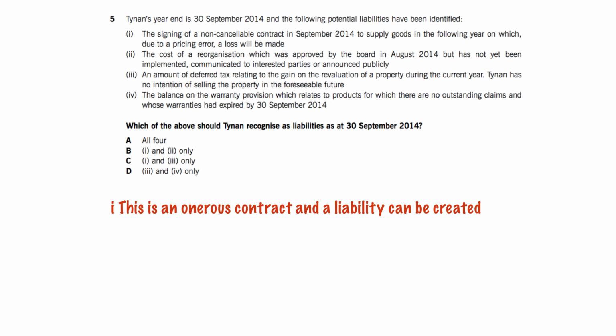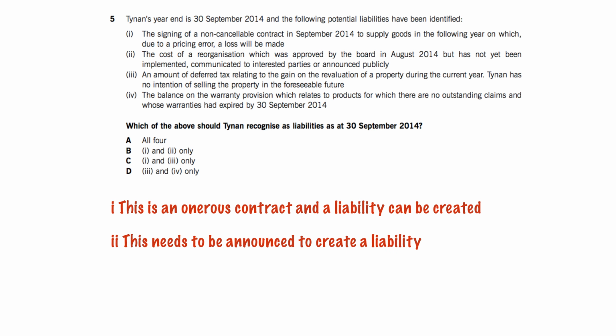Cost of reorganisation, approved by the board, not yet implemented or communicated to interested parties or announced publicly. Well, look, we learnt that you can only recognise a provision for a reorganisation if you've done both, as in you've got a plan and you've announced it. So in this instance, it hasn't been announced. It would need to be announced to create a liability.